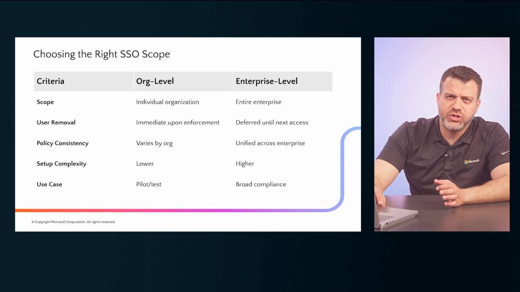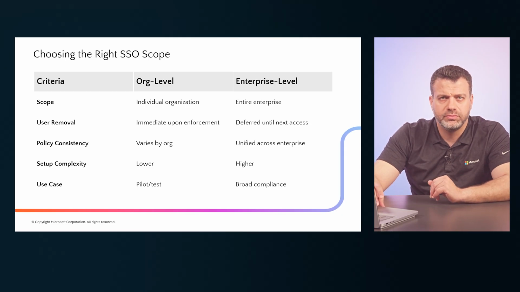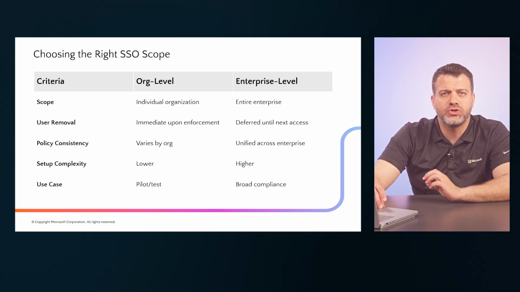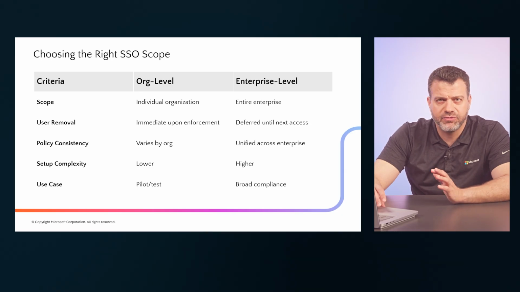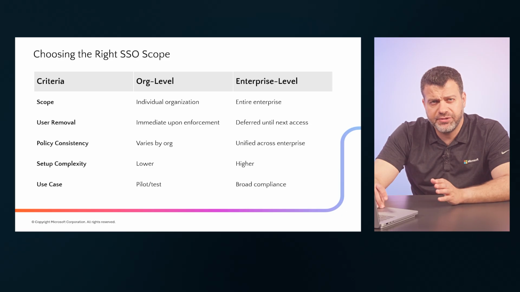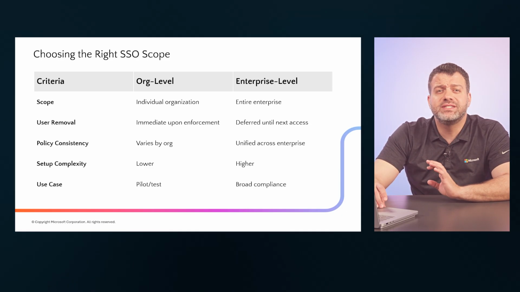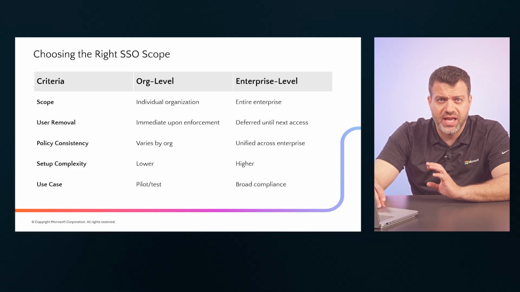When enabling SAML SSO, one key decision is scope. You can apply it at either organization or enterprise. At org level, SSO is ideal for testing or gradual rollout. You can enable it for a single team or department without impacting everyone. At enterprise level, SSO applies across all organizations. This gives you consistent authentication policies everywhere.